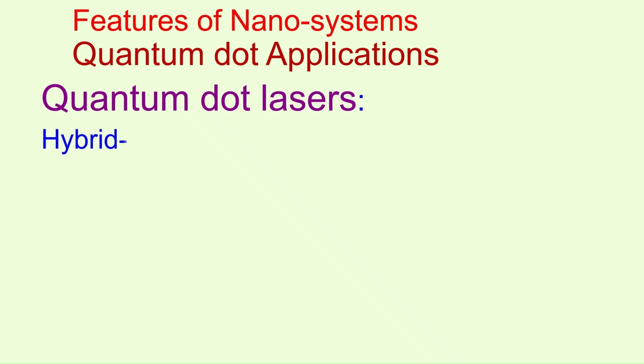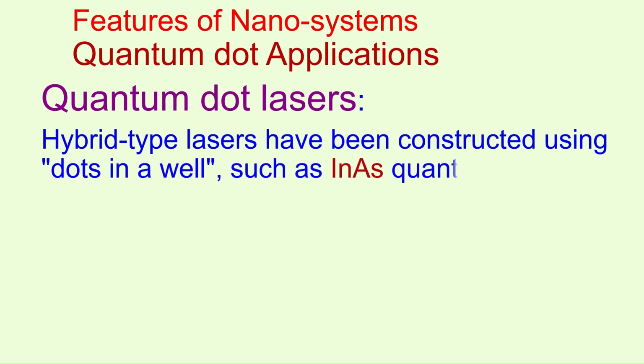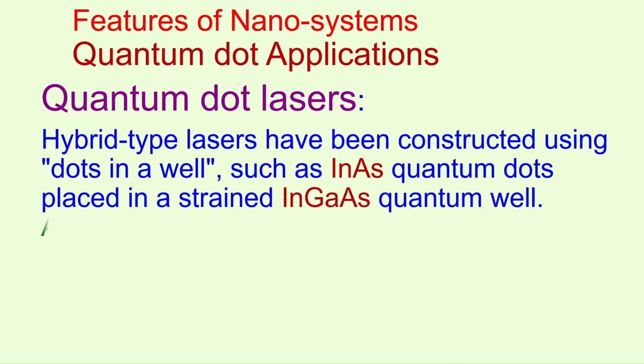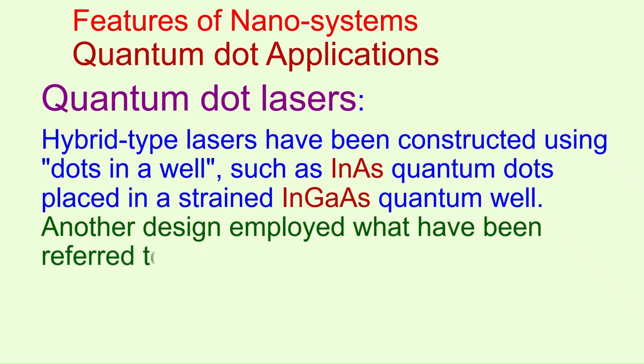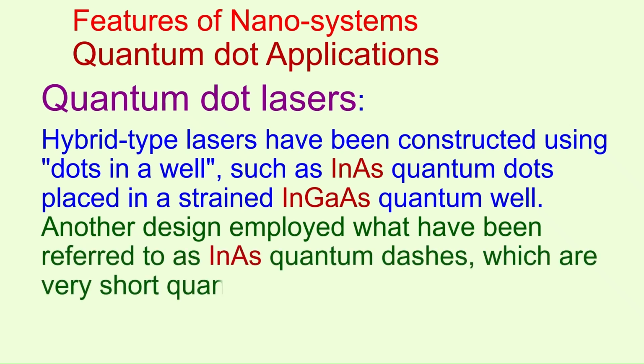Quantum dot lasers. Hybrid-type lasers have been constructed using dots in a well, such as indium arsenide, InAs quantum dots, placed in a strained indium gallium arsenide in GaAs quantum well. Another design employed what have been referred to as InAs quantum dashes, which are very short quantum wires.